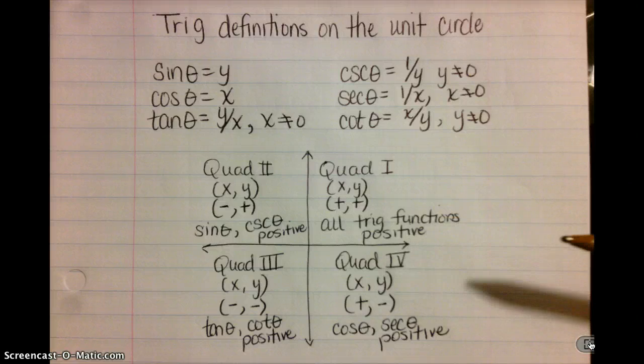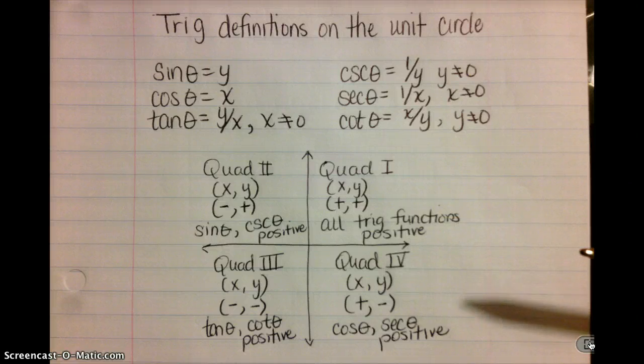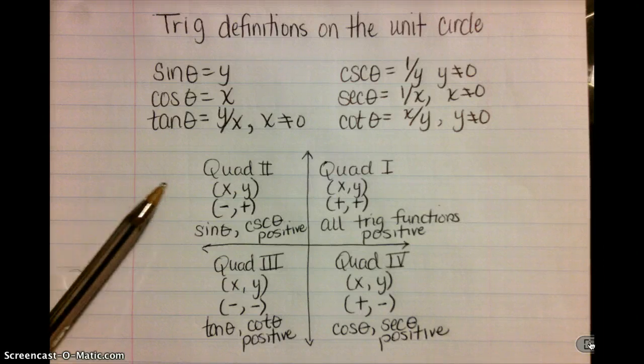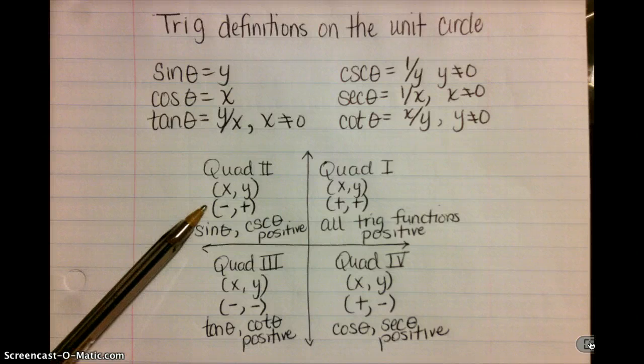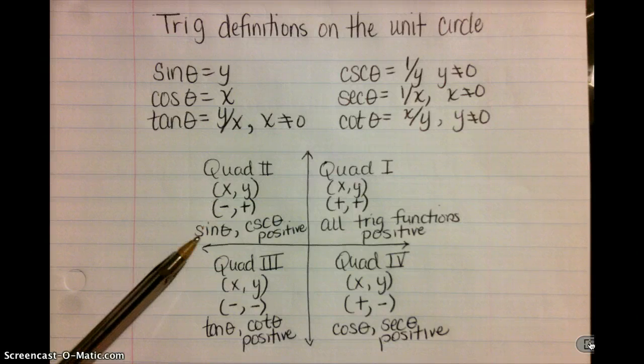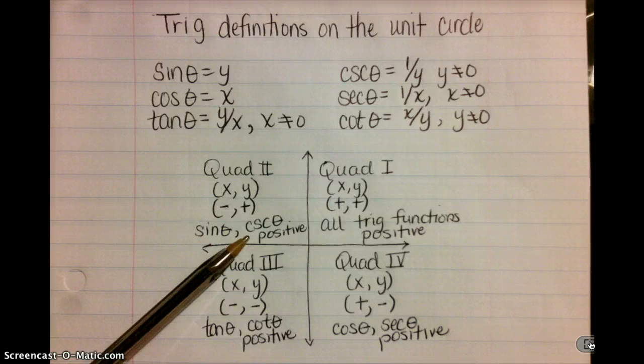So sine, cosine, tan, cosecant, secant, and cotangent will all be positive. When we move over to quadrant 2, the ordered pair (x, y), you have a negative x and a positive y. So any trig function that involves the variable x is going to be negative. So in quadrant 2, sine and cosecant are the only 2 trig functions that are positive.